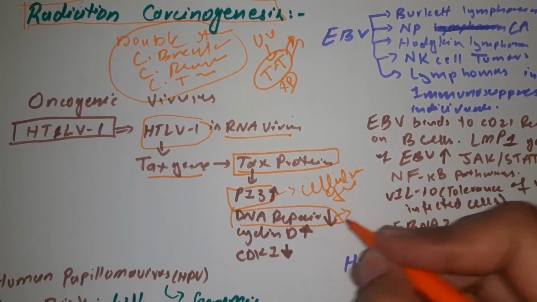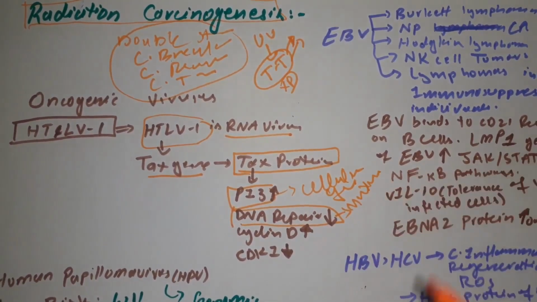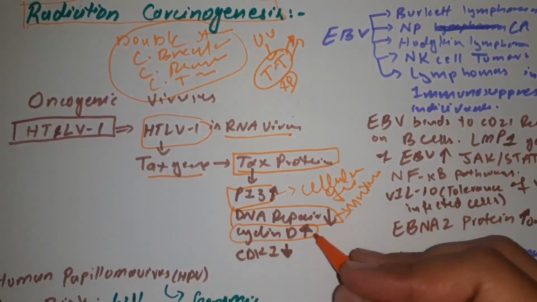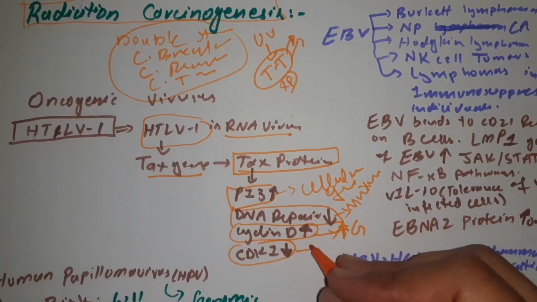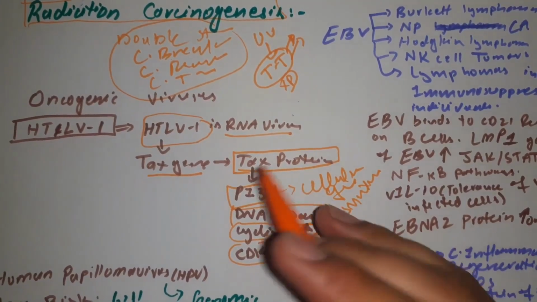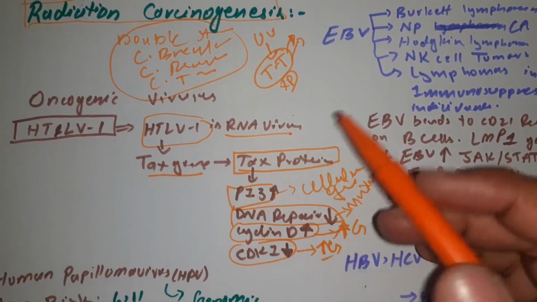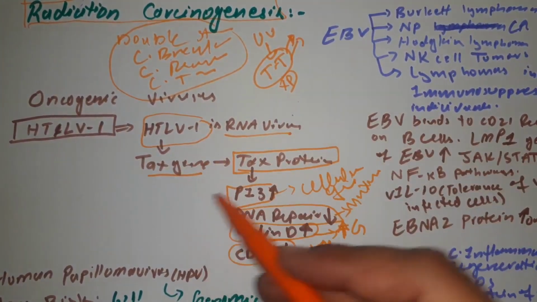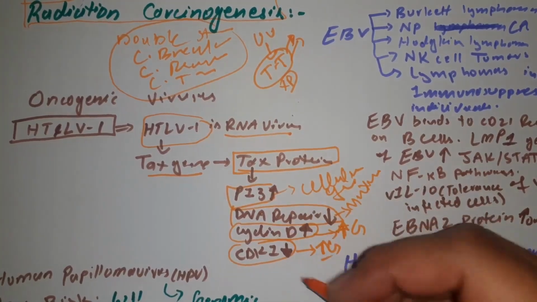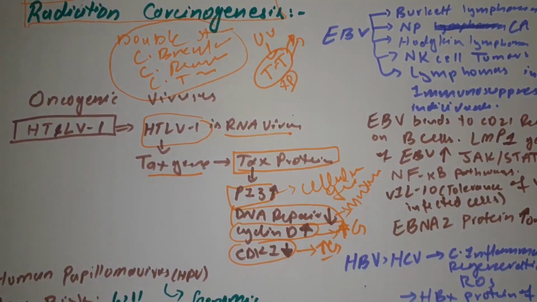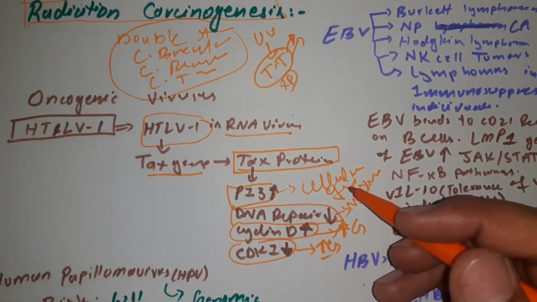So what happens? Mutations occur, and it also upregulates cyclin D, which also increases growth, and cyclin D inhibitors are down-regulated, which also increases the growth. So the overall effect of the human T cell leukemia virus is that it has a protein, TAX protein, which is encoded by the TAX gene, and it upregulates cellular growth by hampering these checkpoints on the cellular growth. PI3 is upregulated, DNA repair mechanism is down-regulated, cyclin D is upregulated, and cyclin D kinase inhibitors are down-regulated. All these factors contribute to the cellular growth.